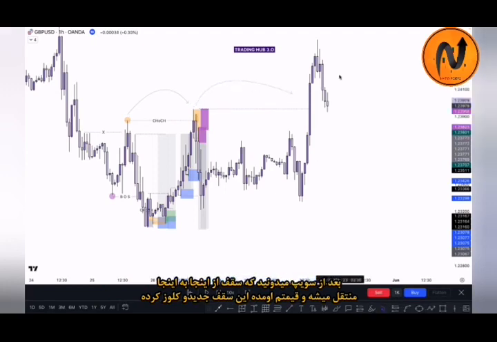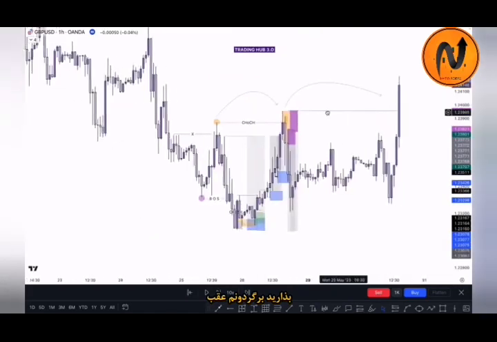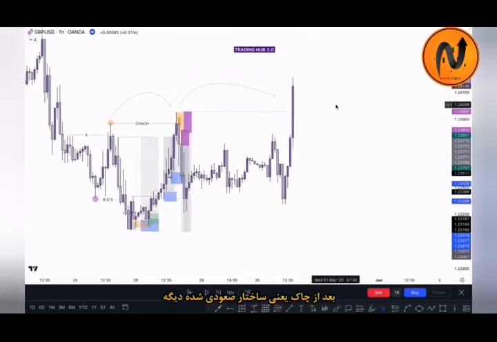So this point is a body closure here. Let me show you this point here. This is an interesting point. So when the market makes a CHoCH here, it means the structure is bullish.